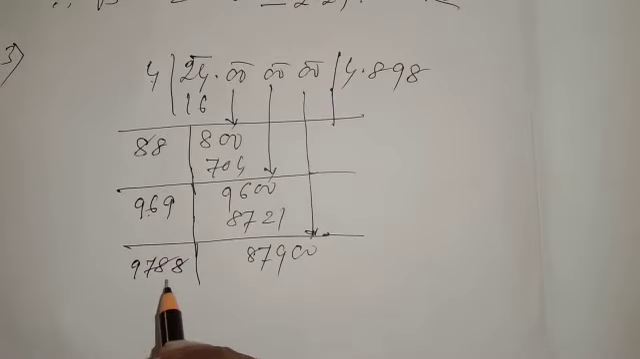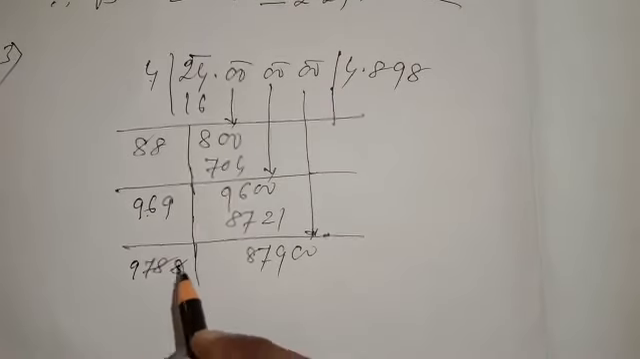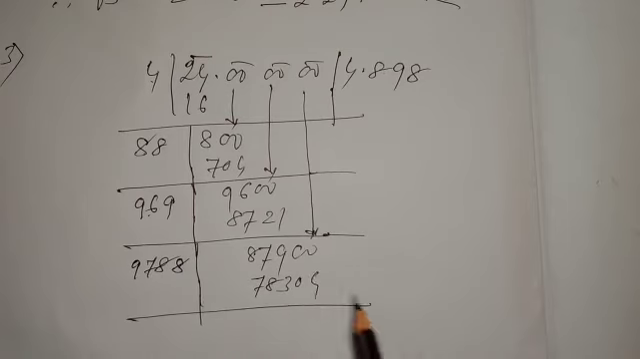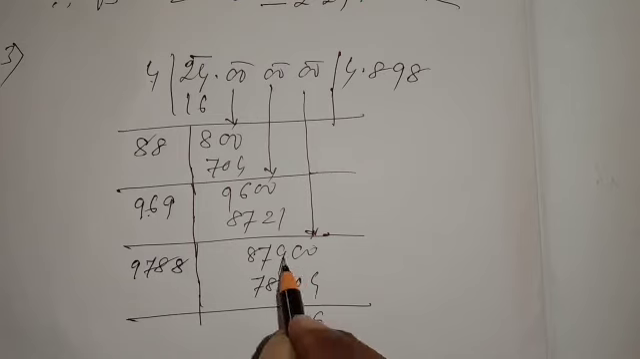Multiply 9788 into 8. How much is coming? The result is 78304. Now subtract: 10 minus 4 is 6, 9 minus 0 is 9, 8 minus 3 is 5, again 17 minus 8 is 9, 9596.